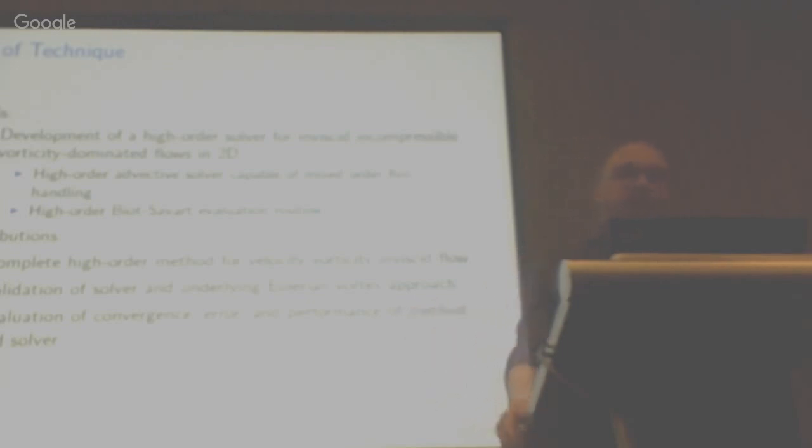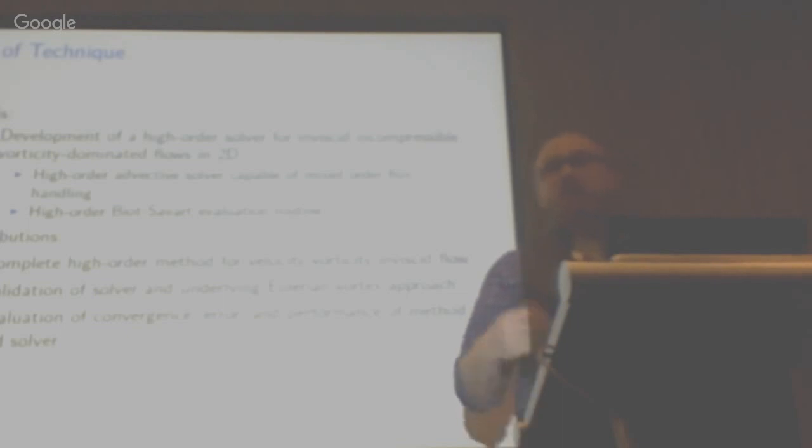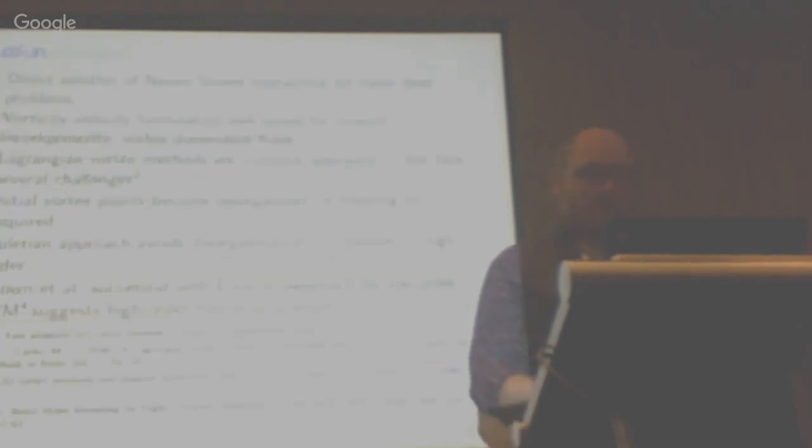One is a high-order advective solver, and it needs to be capable of what I call mixed order flux handling, and I'll explain that a little later on. But it also will need a high-order B-sub-R evaluation routine, which again I'll touch on. Ultimately, contribution-wise, if it succeeds, which spoiler alert it did, we have a complete high-order method for velocity, vorticity, and inviscid flow. I'll validate the solver and show that the underlying Eulerian vortex approach is appropriate. And we'll take a look at the convergence error in performance of the method in the solver.